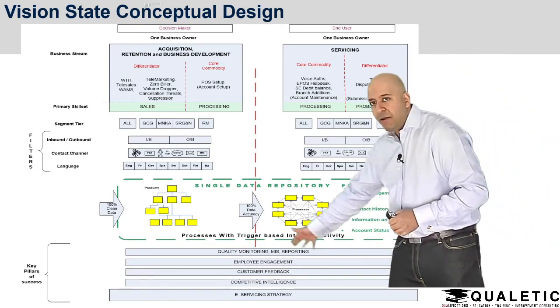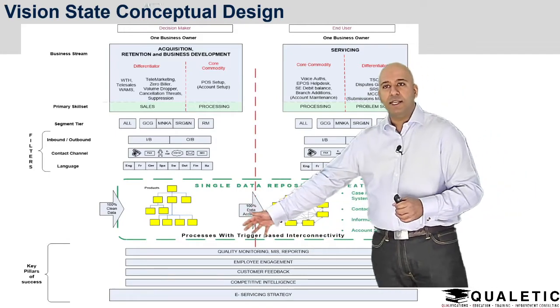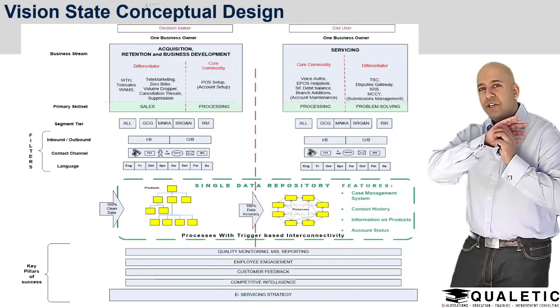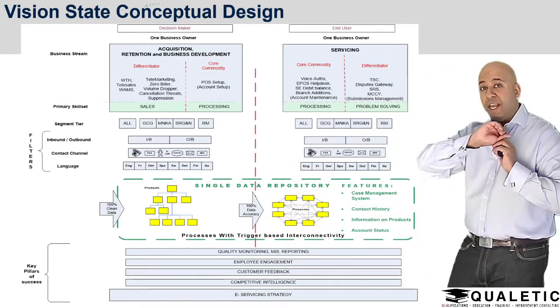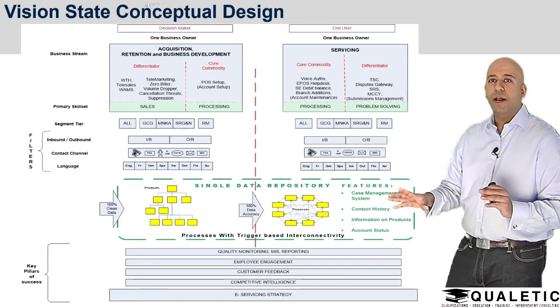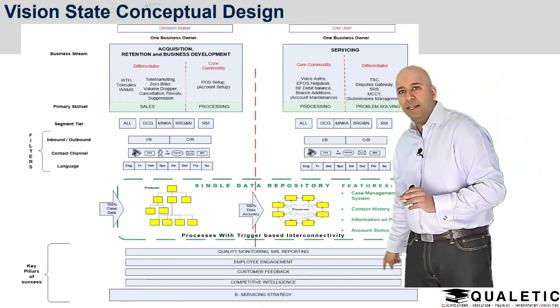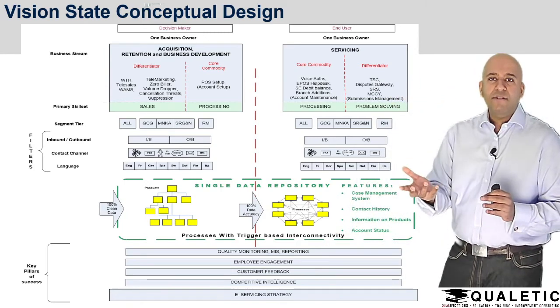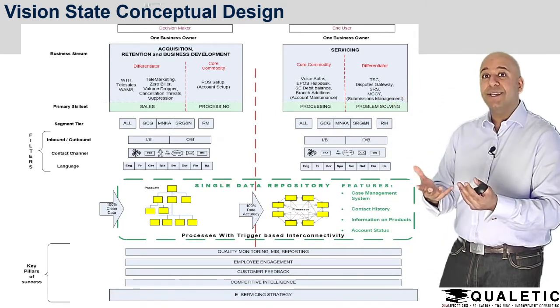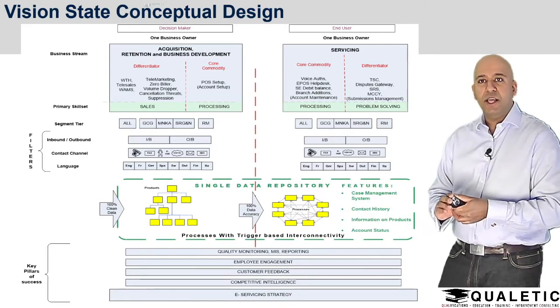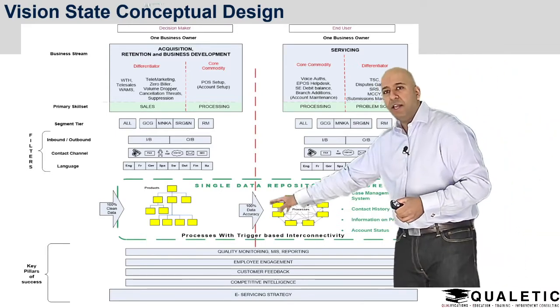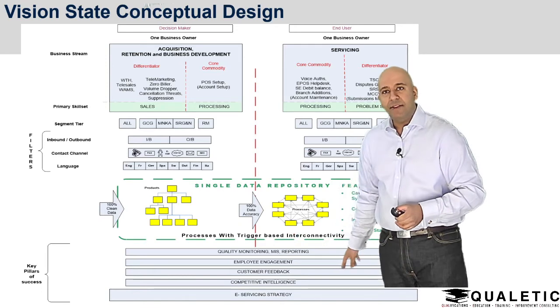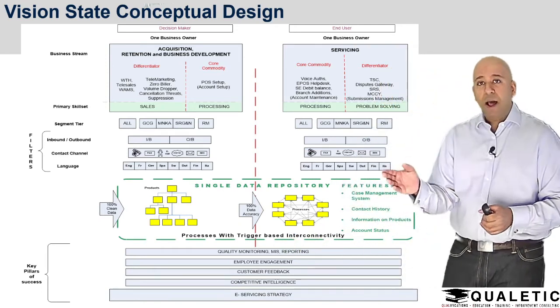We then have our underlying pillars of success. So these are things that we should have introduced into the organization irrespective of which process we are talking about. These are things such as having an e-servicing platform. This is for high volume, low complexity issues that the customer can do themselves if they so choose.